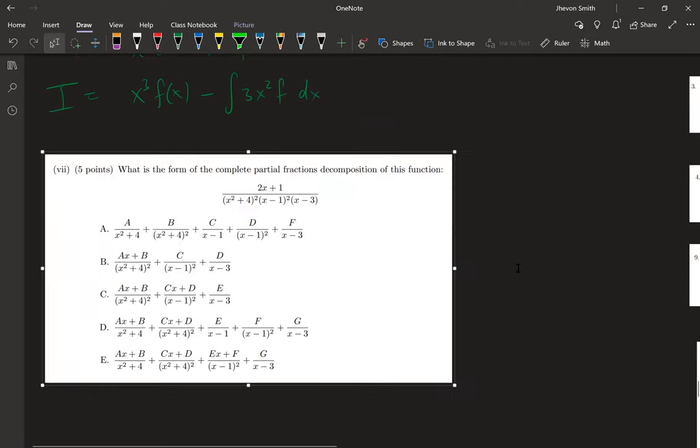What do we remember about partial fractions? Well, let's see what we remember. What is the form of the complete partial fraction decomposition of this function? Go.